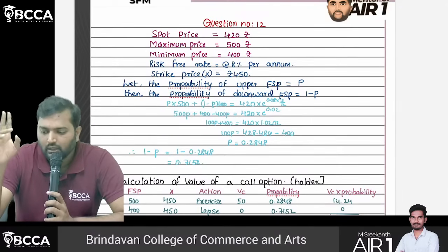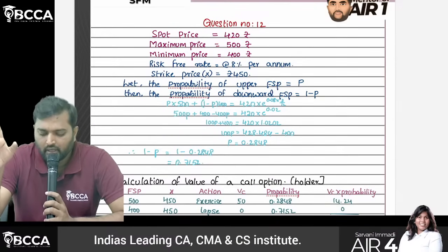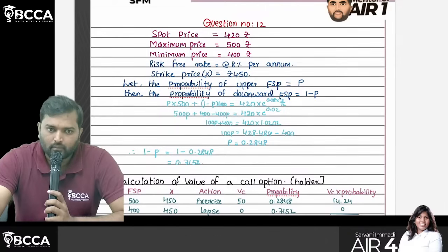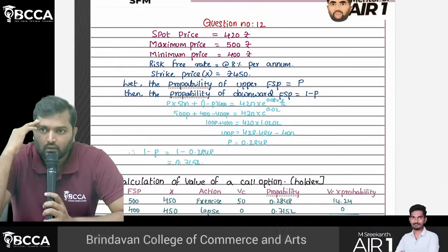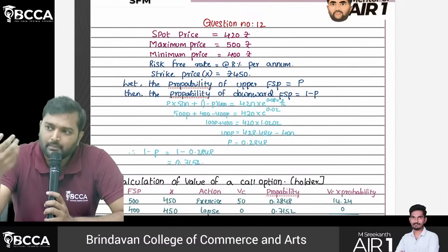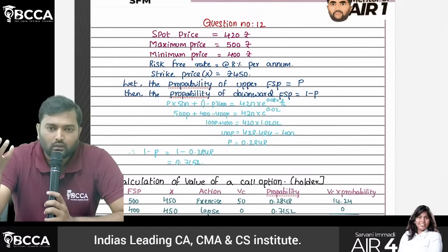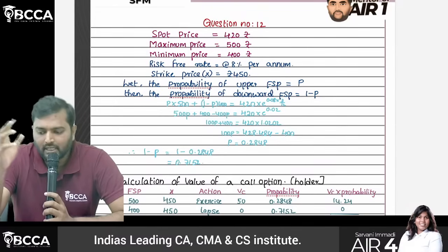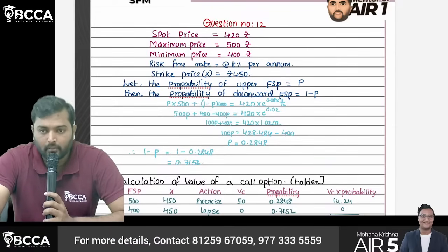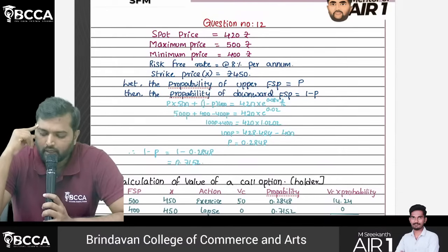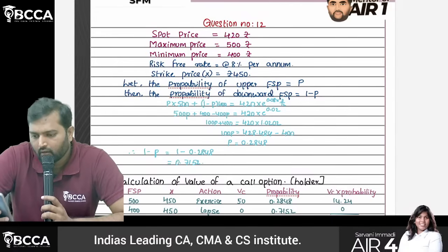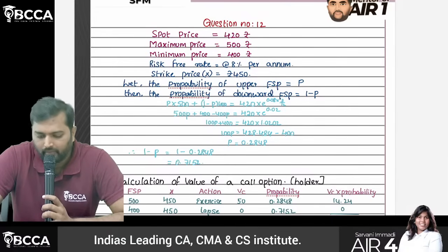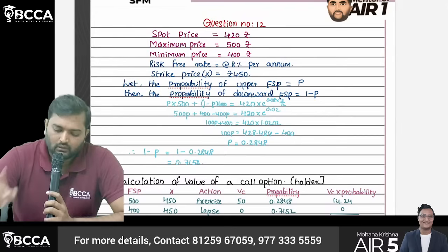But the expected spot price will be what? 420 into e power 0.08 into 3 by 12. Why 420 into e power 0.08 into 3 by 12? Because investors expect a risk-free rate of return. So the expected spot price after 3 months will be 420 into e power 0.08 into 3 by 12. Everybody following me? Are you getting my point?